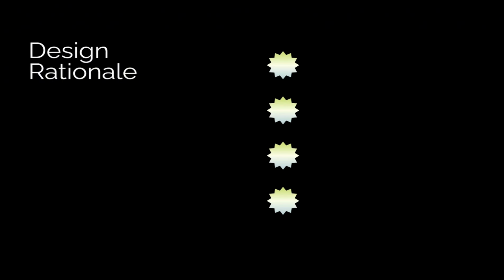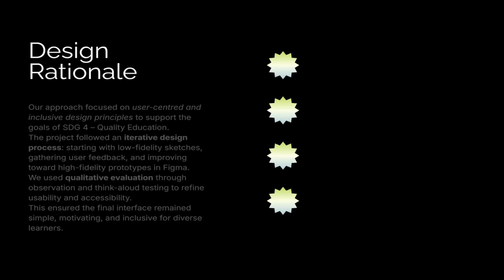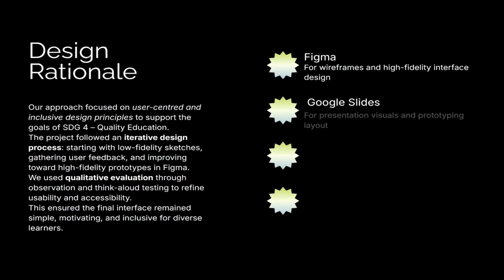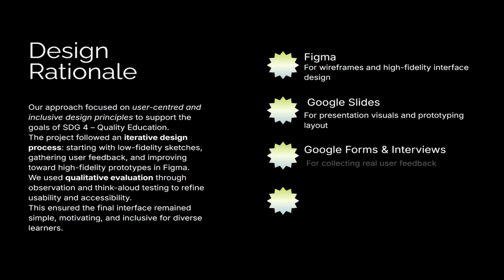Design rationale. Our designs were guided by user-centered and inclusive principles aligned with SDG 4 quality education. We began with low-fidelity sketches, conducted user feedback sessions, and refined them into high-fidelity prototypes in Figma. Tools like Google Forms, Google Slides, and Etsy frameworks help us ensure accessibility, usability, and consistency.